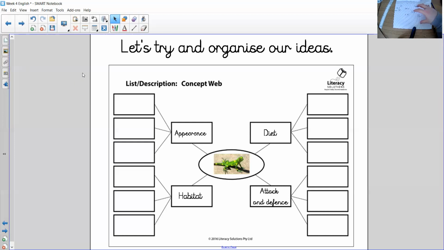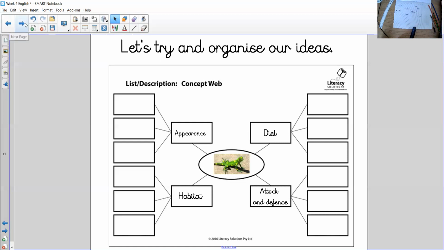Maybe pause the video now and have a go at that, because then I'm going to show you an idea on the screen in a minute, but I don't want you to just take all my ideas. I want you to have a go first inside your book. You can then probably add to it after you've had a look. So pause the video and have a go at this concept map first.